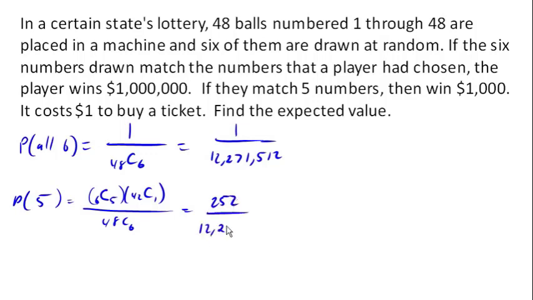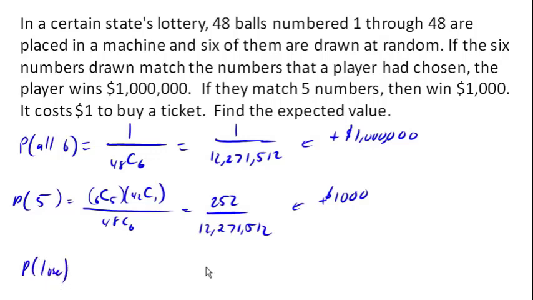So now let's think about values. So this thing has a value of positive $1 million. This outcome has a value of positive $1,000. And then, of course, there's a probability of not matching anything, which is going to happen the rest of the time, right? So 1 minus the 253 out of 12,271,512. And this has a value of negative $1 because it costs $1 to play.